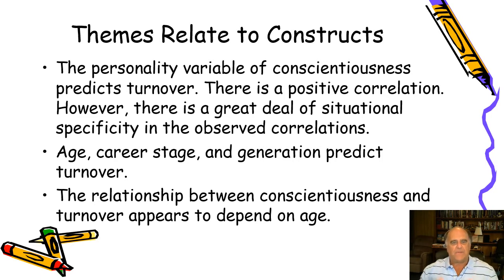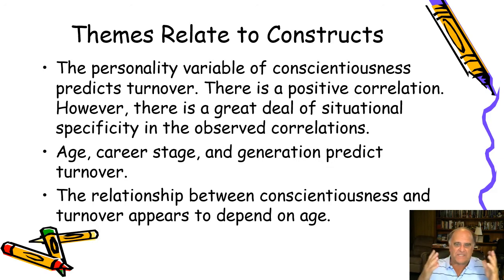Then our second theme might be age, career stage, and generation predict turnover. So we also find in the literature, perhaps, that there's a relationship or correlation between my age or my career stage or my generation and whether I have an intent to leave the organization. And then a final theme might be, and maybe there's not a lot of literature on this, and maybe that's why then you want to research it. But the final theme might be the relationship between conscientiousness and turnover appears to depend on age.